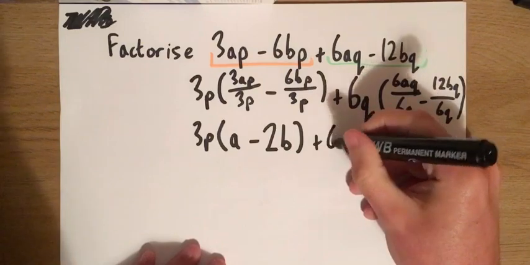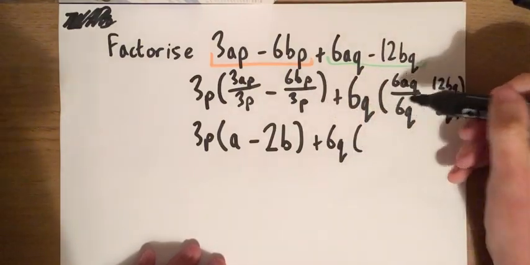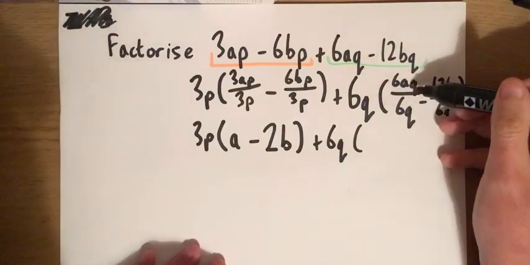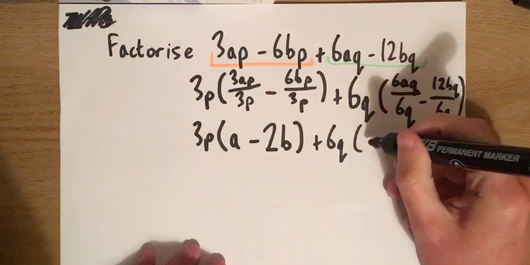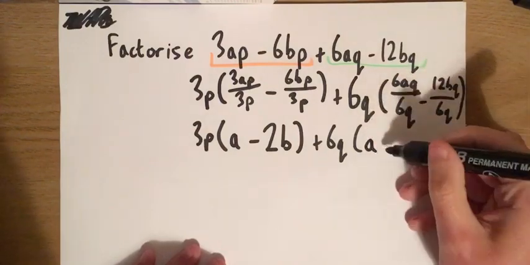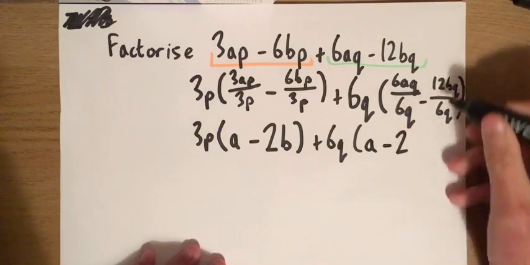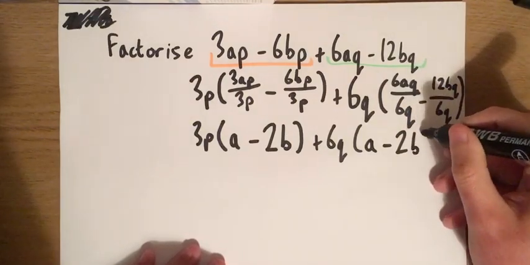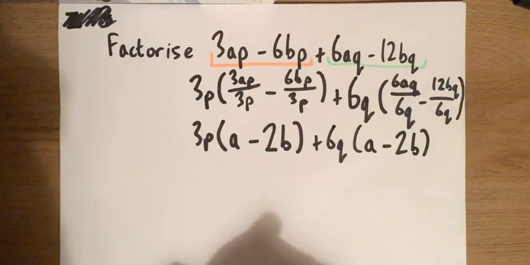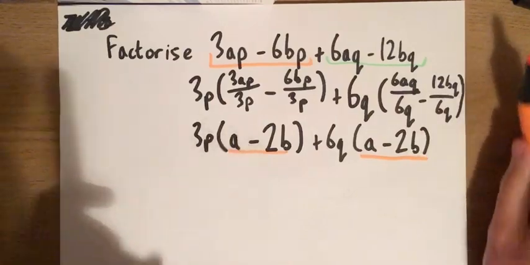So plus 6q brackets. 6 divided by 6 is 1, or it cancels. Q divided by q cancels, so you're just left with a. Minus 12 divided by 6 is 2. Q divided by q cancels, so you're just left with that b, which was on top. So have I got the same thing in both brackets? Yes, I have. Okay, so I have done this right.